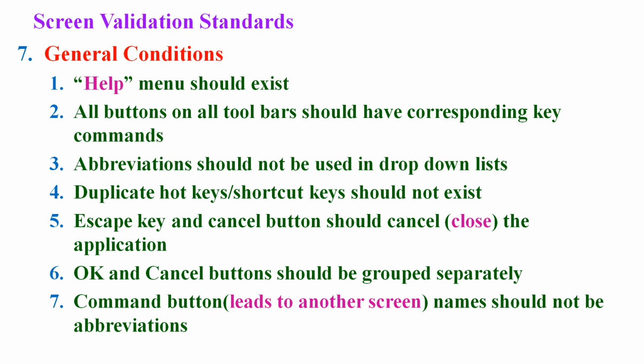They cannot identify, right? For example, say browse. In the drop-down list, if you mention any abbreviation like PNR or KNR or CNR or something, then the user will not be able to understand, right? And duplicate hotkeys and shortcut keys should not exist. There should not be any duplicate keys or shortcut keys, right?